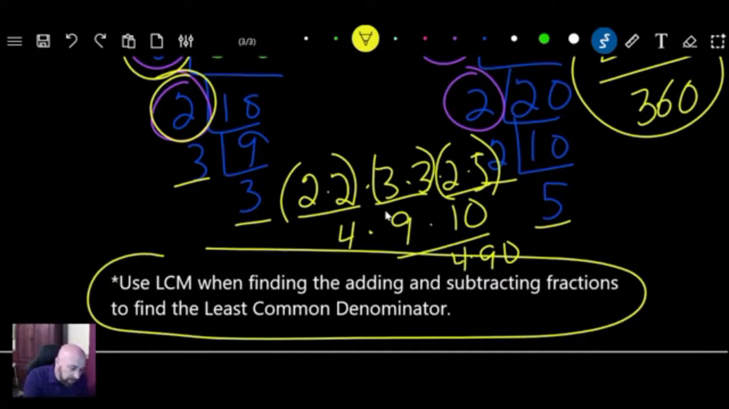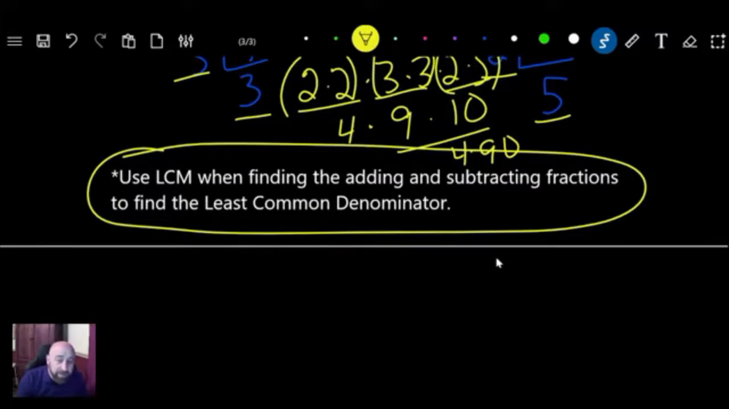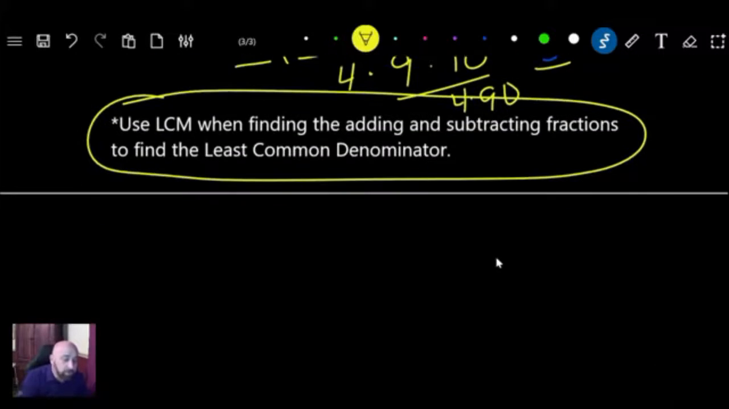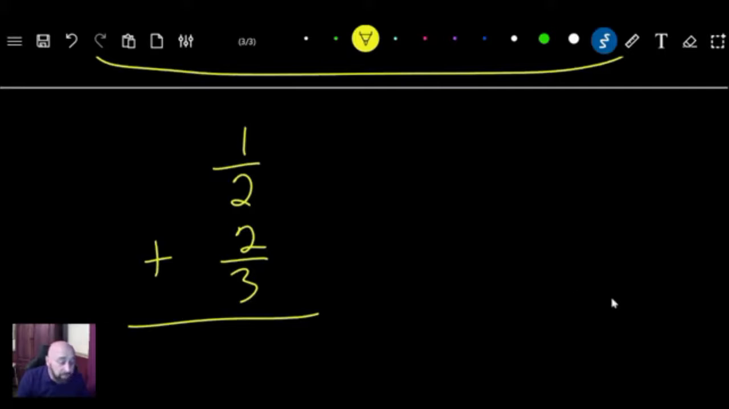When do we use the LCM? We use it when adding and subtracting fractions, and we're going to get to that very quickly, but let me just do one real quick, and then I'll be done with this lesson. So if I have 1/2 plus 2/3, okay? So this is my addition problem, 1/2 plus 2/3.